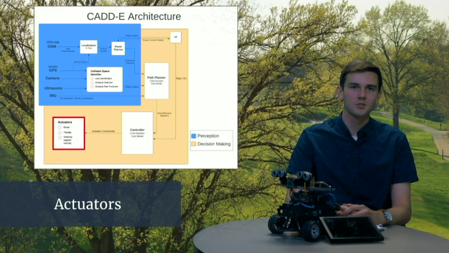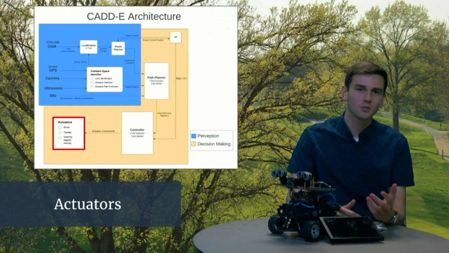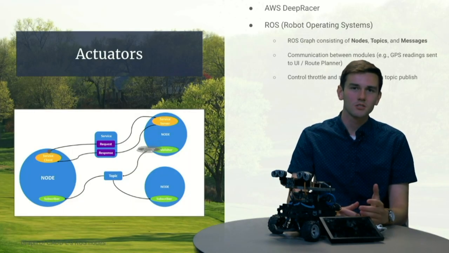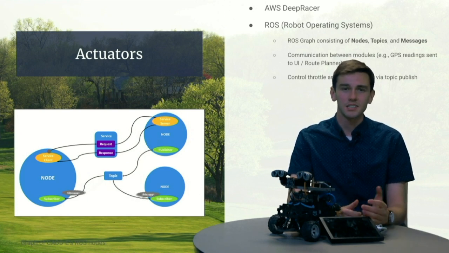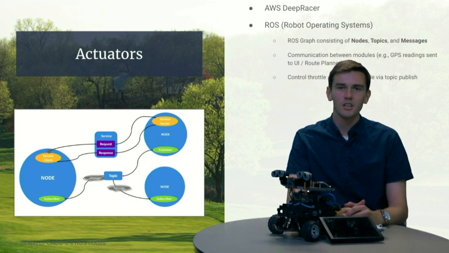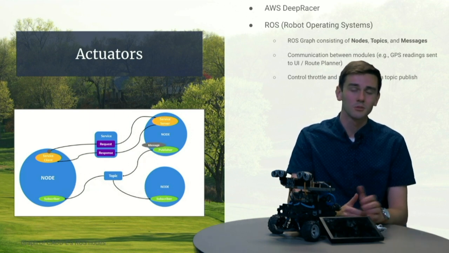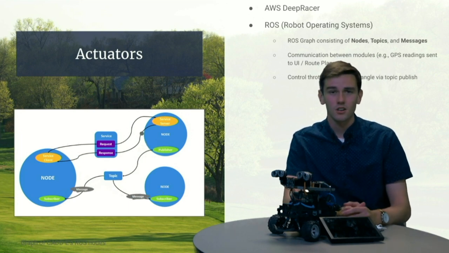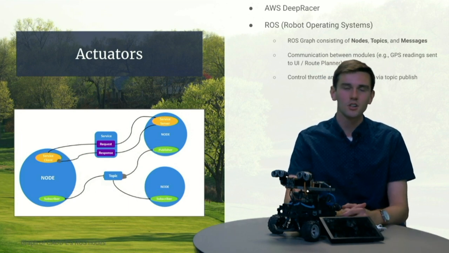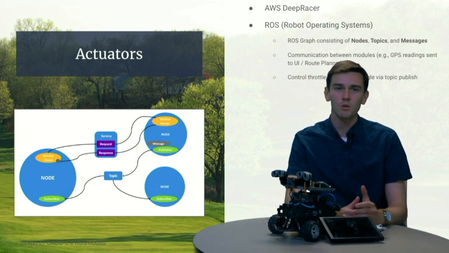Now that we've discussed the controller, we need to send its output to the actuators so that we can actually control the car. We implemented our prototype on an AWS DeepRacer, which is a 1/18 scaled version of a race car designed and developed by Amazon in order to test reinforcement learning models. In order to communicate between the various components of our system and the DeepRacer, we utilize the ROS, or Robot Operating System, middleware.